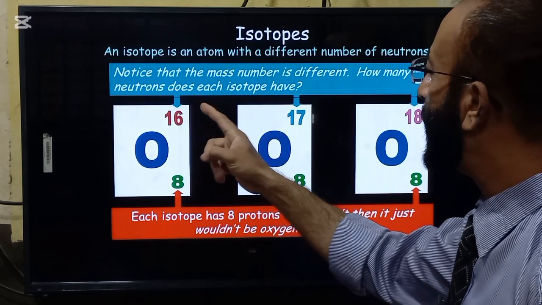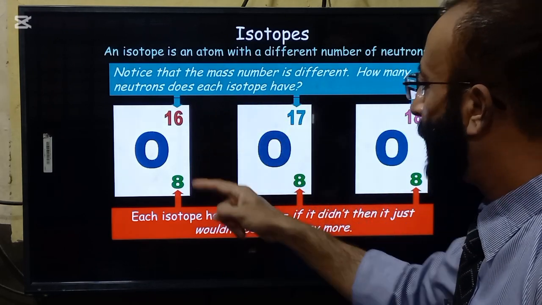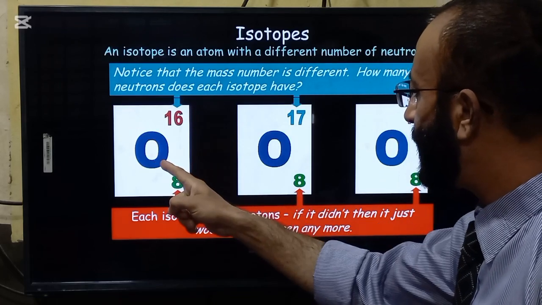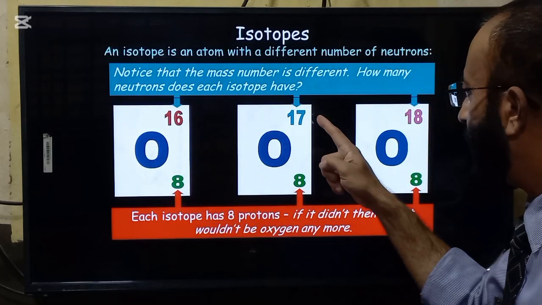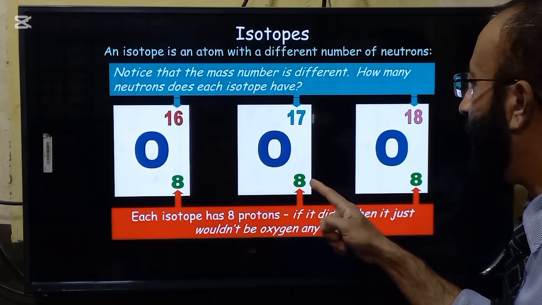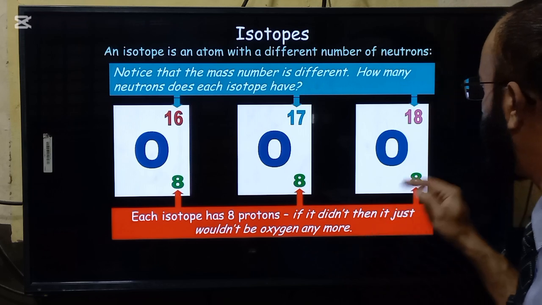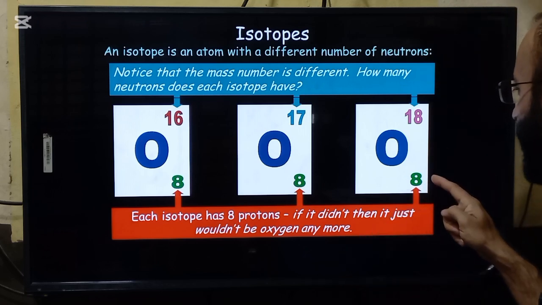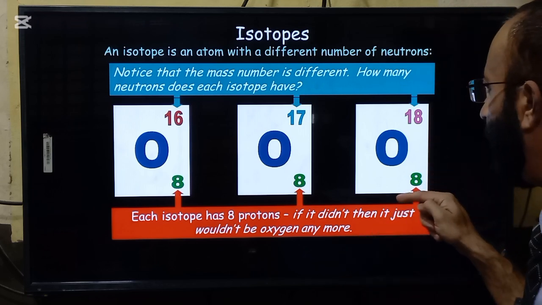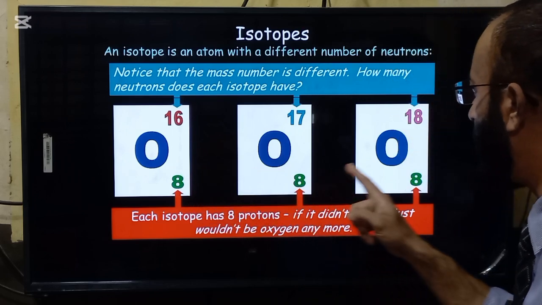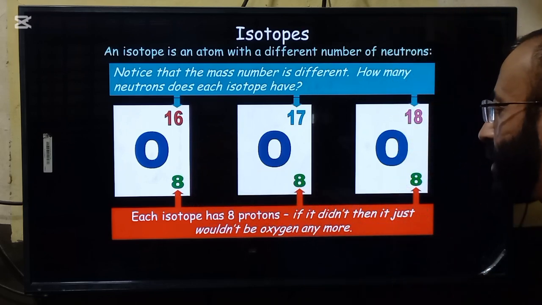How many neutrons does each isotope have? In this, 16 minus 8, so 8 neutrons will be there. 17 minus 8 will be equal to 9, so this will have 9 neutrons. And 18 minus 8 will be equal to 10, so it will have 10 neutrons. So this will have 8 neutrons, this will have 9 neutrons, this will have 10 neutrons.